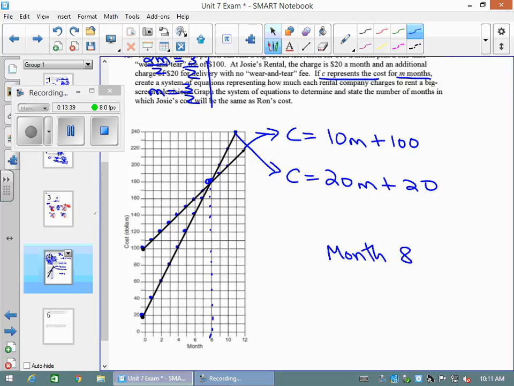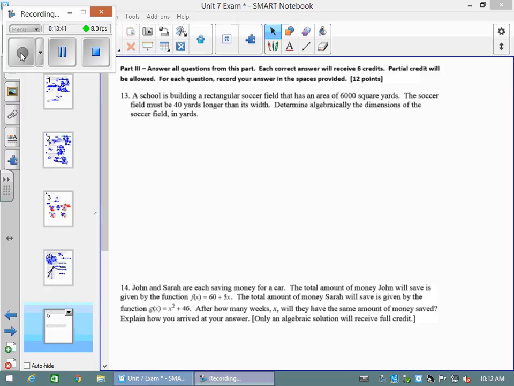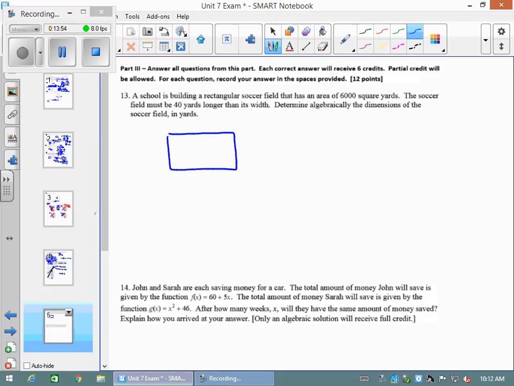Okay, for question 13, we need to set up an equation because we're being asked to determine algebraically the dimensions of this soccer field. The first thing I would do is set up a rectangle here, and they're telling me that the rectangular soccer field has an area of 6,000 and that the field must be 40 yards longer than its width. So the length must be 40 yards longer than the width, so we can label the width x and our length x plus 40, and they tell me the area is 6,000. So since I know area is length times width, I'm going to set up my equation. x times x plus 40 is equal to 6,000.